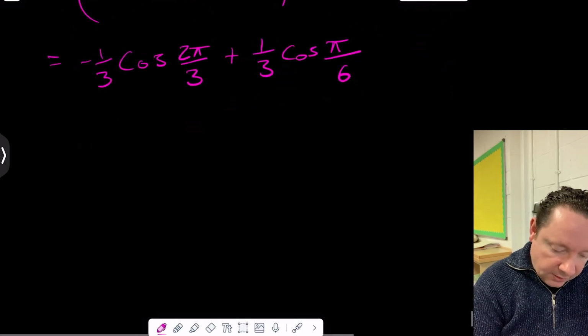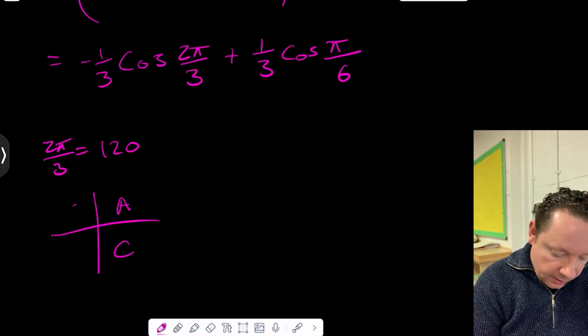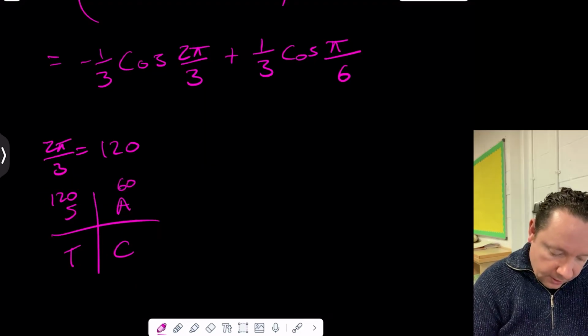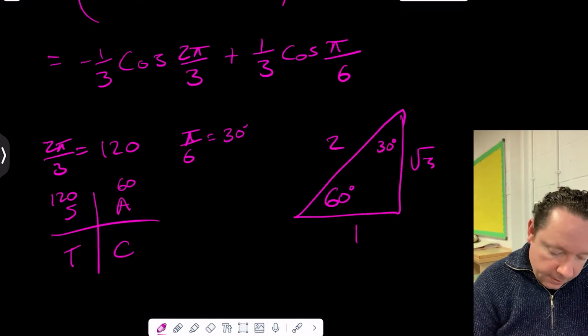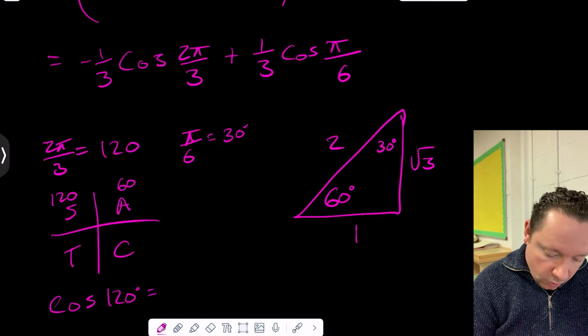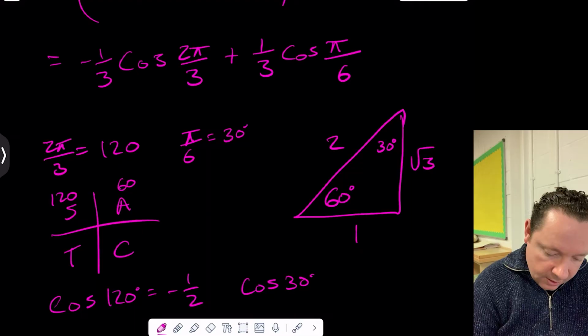So let's just examine these angles. 2 pi over 3 is 180 divided by 3, 60 times 2 is 120. Now is that related to an exact value? We can check through a CAST diagram. 120 would be here, which means 180 minus something is 120. It's related to 60. Pi over 6 is 30 degrees. So exact value triangles, we've got 60, we've got 30, we've got 2, 1, root 3. So we can say that the cos of 120 is related to the cos of 60. So the cos of 60 is a half, but 120 is in sine, so it's minus a half. And the cos of 30 is root 3 over 2.